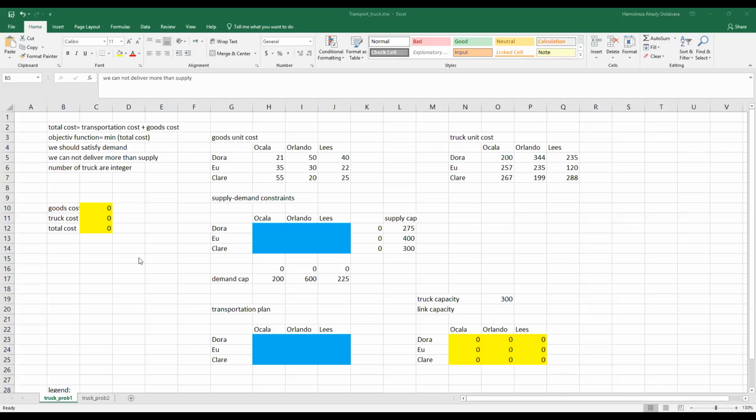Also, the number of trucks is an integer. It's another constraint that we have. We don't have 1.5 trucks. So it is either a truck or not a truck. And we have two tables: a table for the cost of each unit of the goods, and also the cost of each unit of truck. So, for example, from Ocala to Dorna, if you send 2 trucks, you should pay 200 times 2, 400.